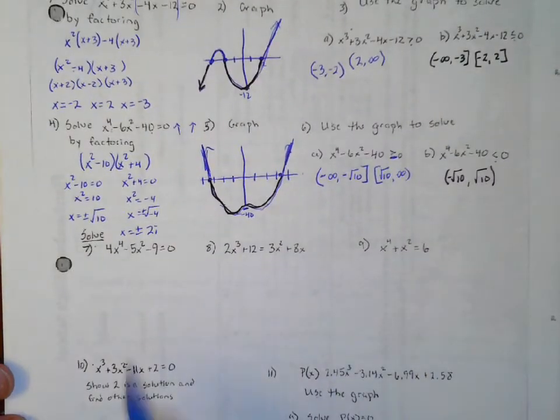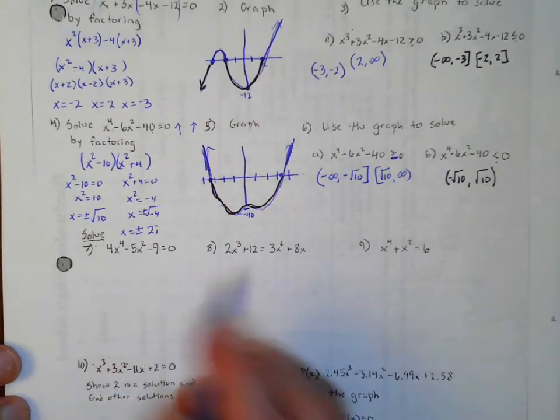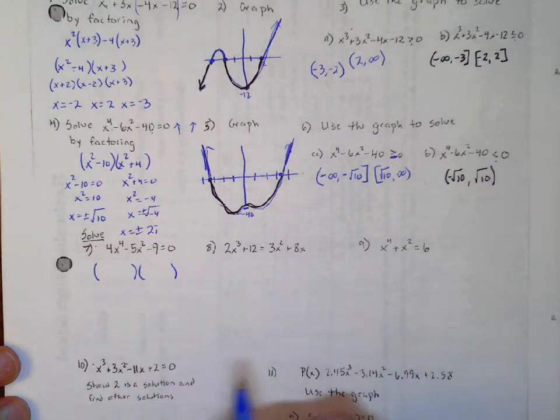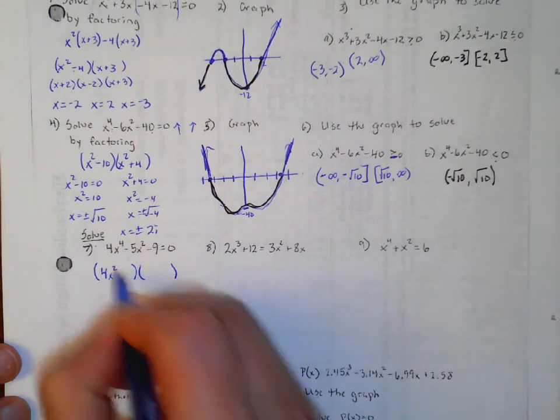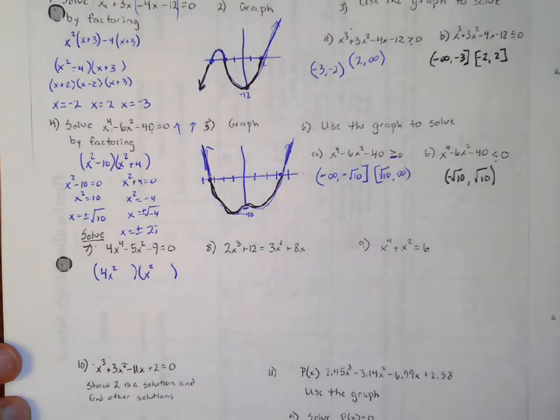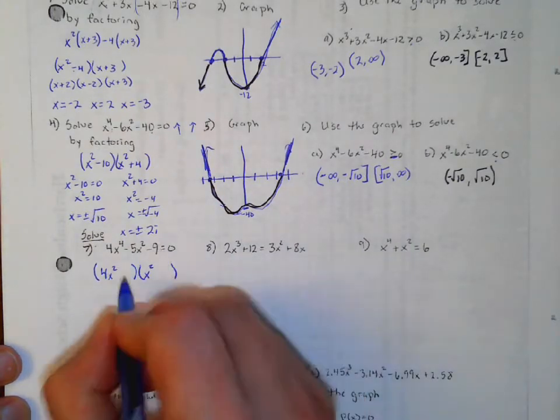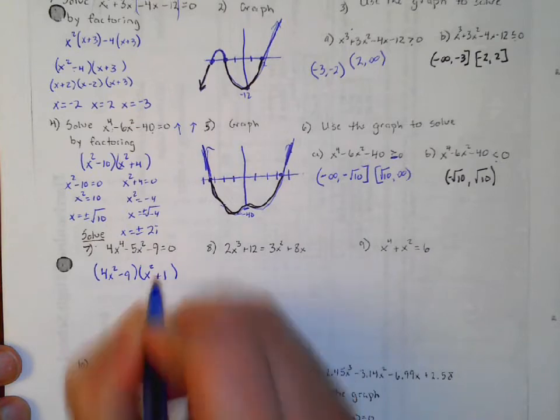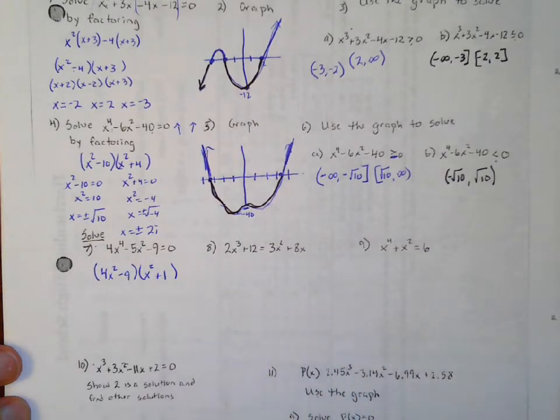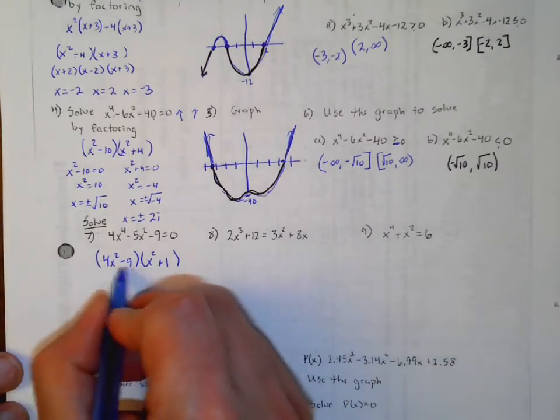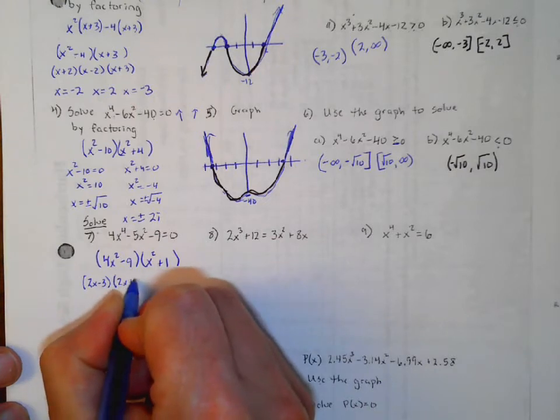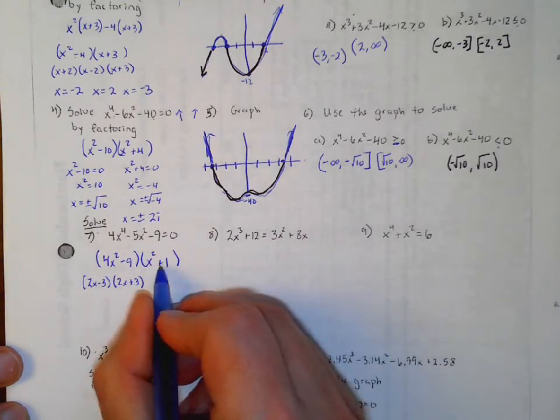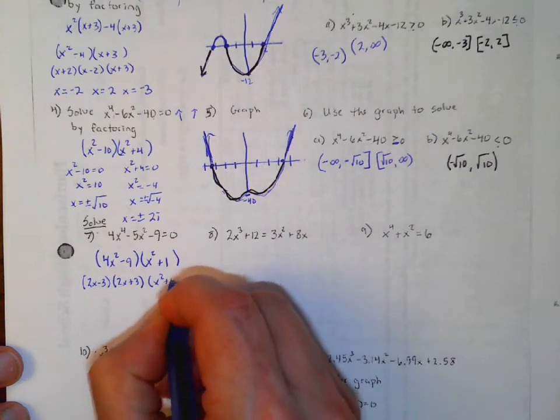Next problem, we want to solve this by factoring. So three terms, we're going to set up our parentheses. Try 4x squared times x squared. If that doesn't work, you could try 2x squared and 2x squared. I think this will work though. If we get this, that'd be 4 minus 9 is negative 5. And this is a difference of squares, so 2x minus 3, 2x plus 3. These are squares, but that's not a difference, so that cannot be factored.